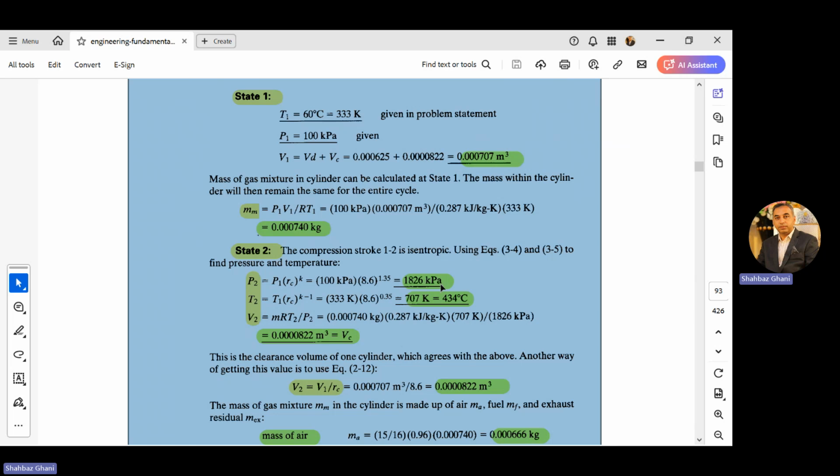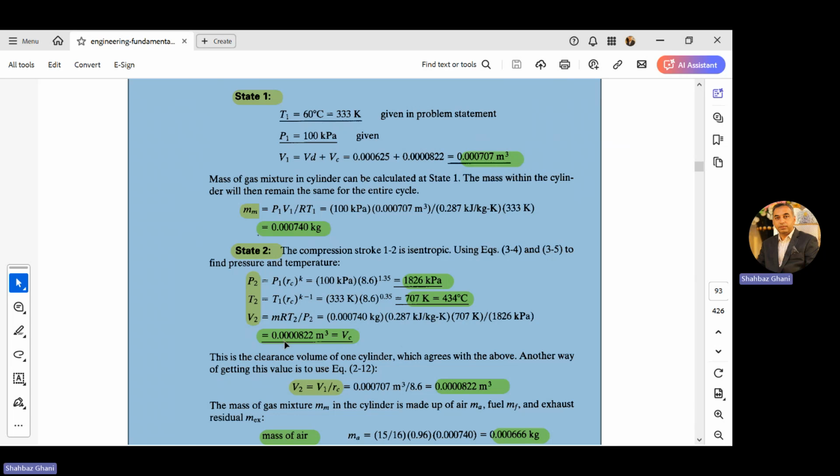Now we have found out the pressure. Now at point 2, we'll find the temperature. T2 is equal to T1 RC raised to K minus 1. Putting the values, T1 was 333 Kelvin, and now we have 707 Kelvin or 434 degree Celsius. So P2 is found, T2 is found. Now, putting the values of T2 and P2, we found out the value of V2 at point 2.